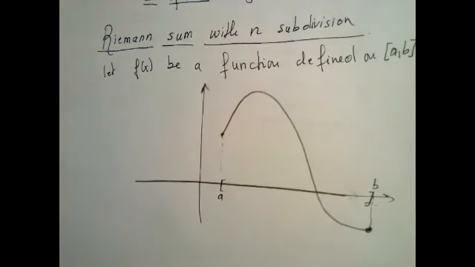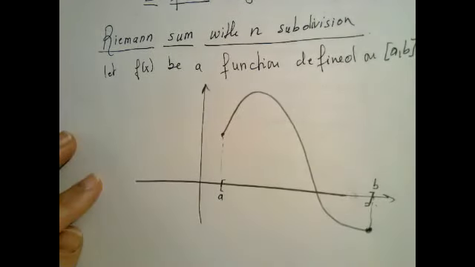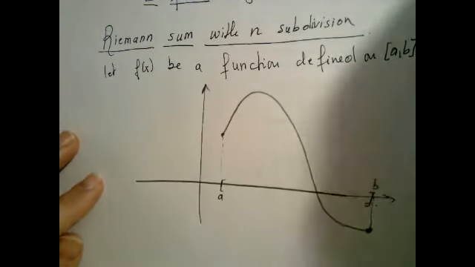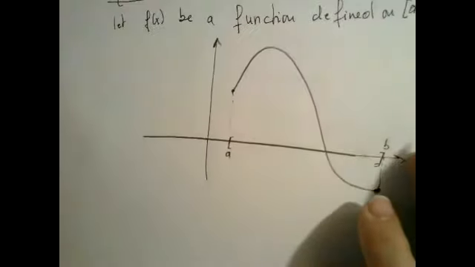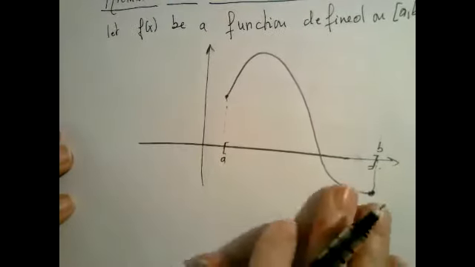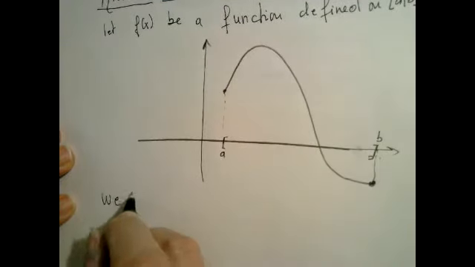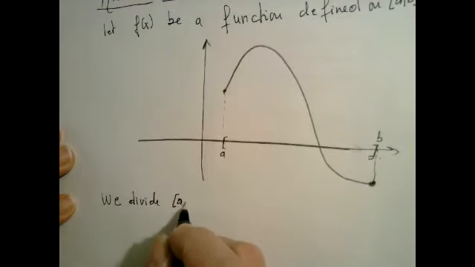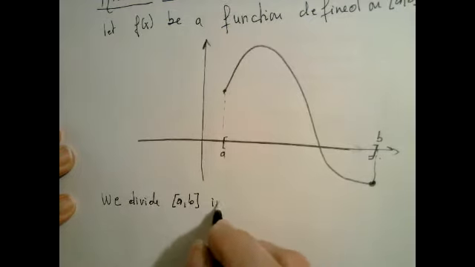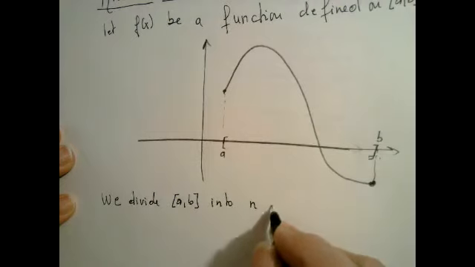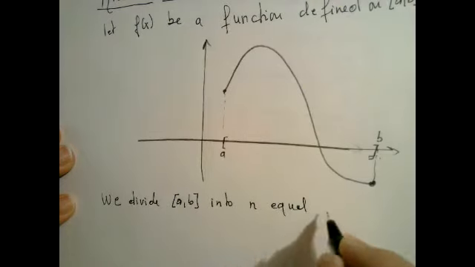Now we take this interval and we divide the interval into n equal subintervals. So we divide [a, b] into n equal subintervals.